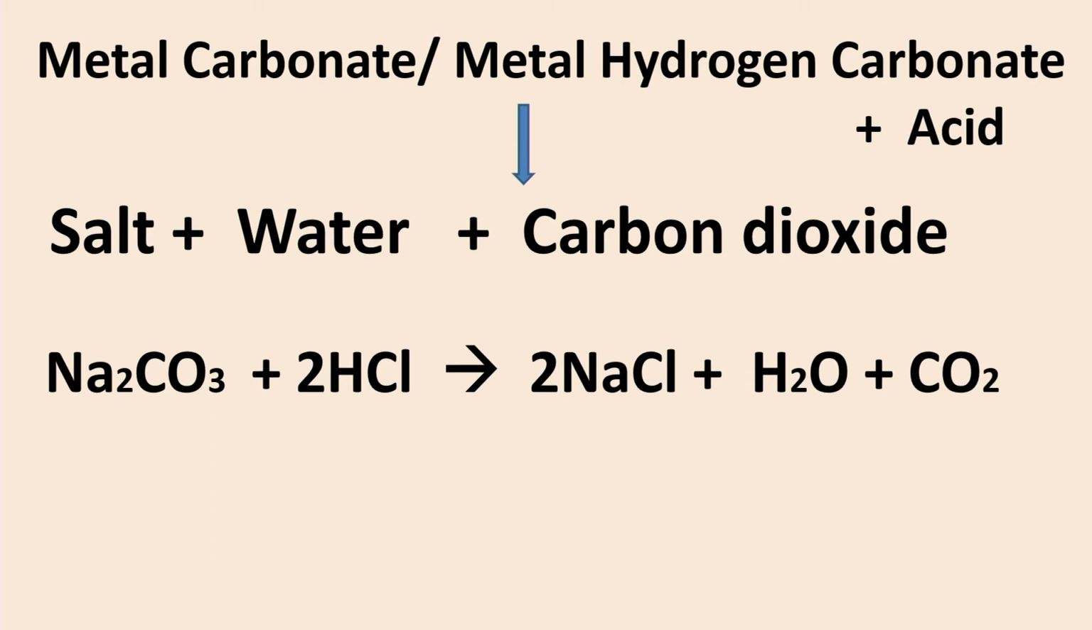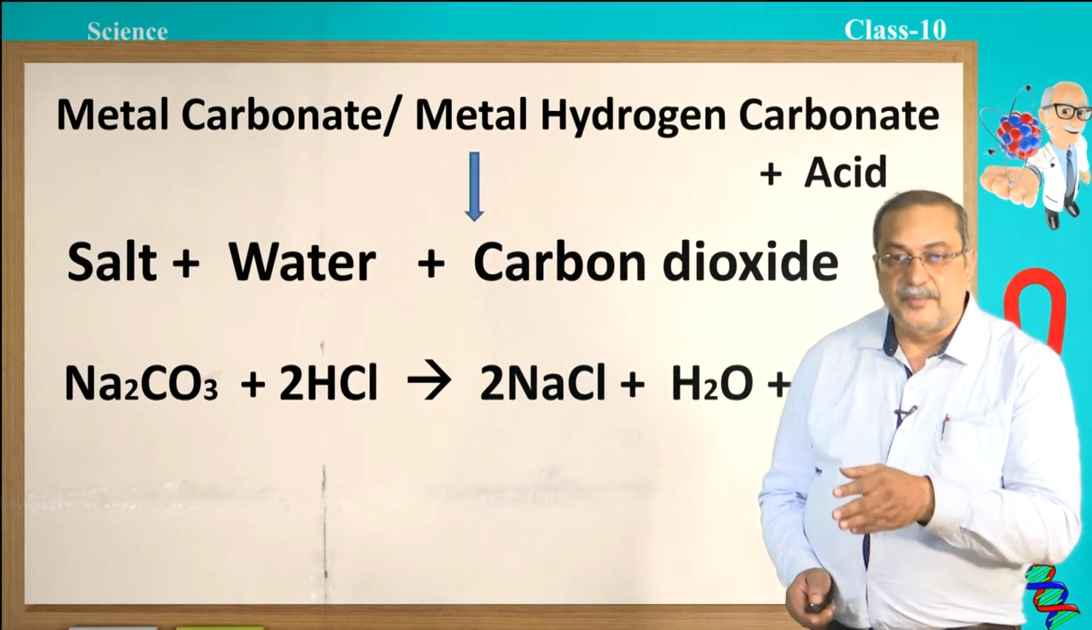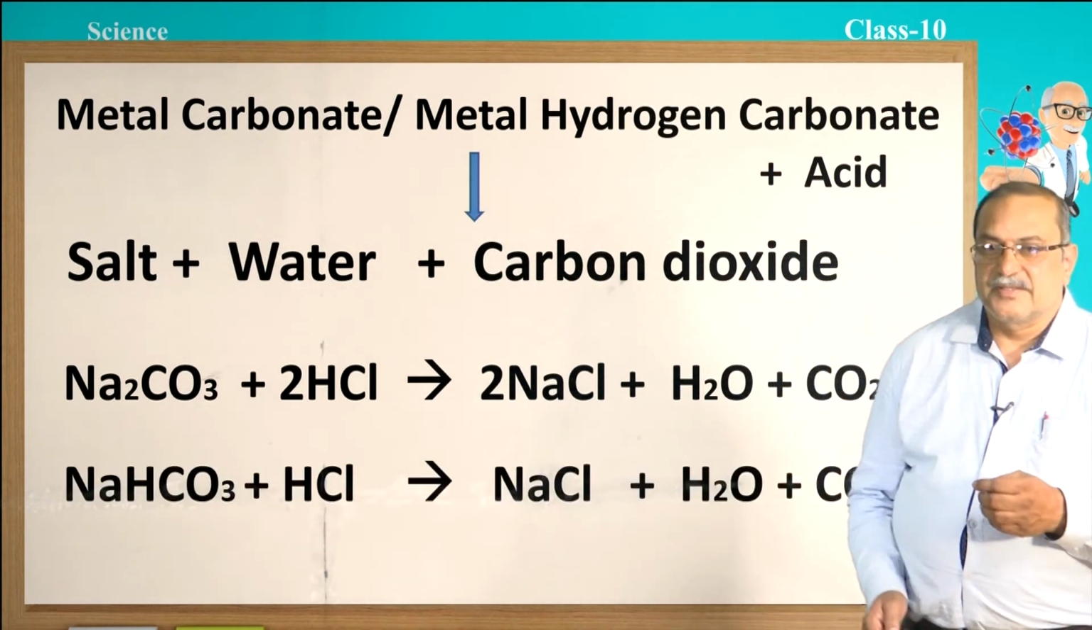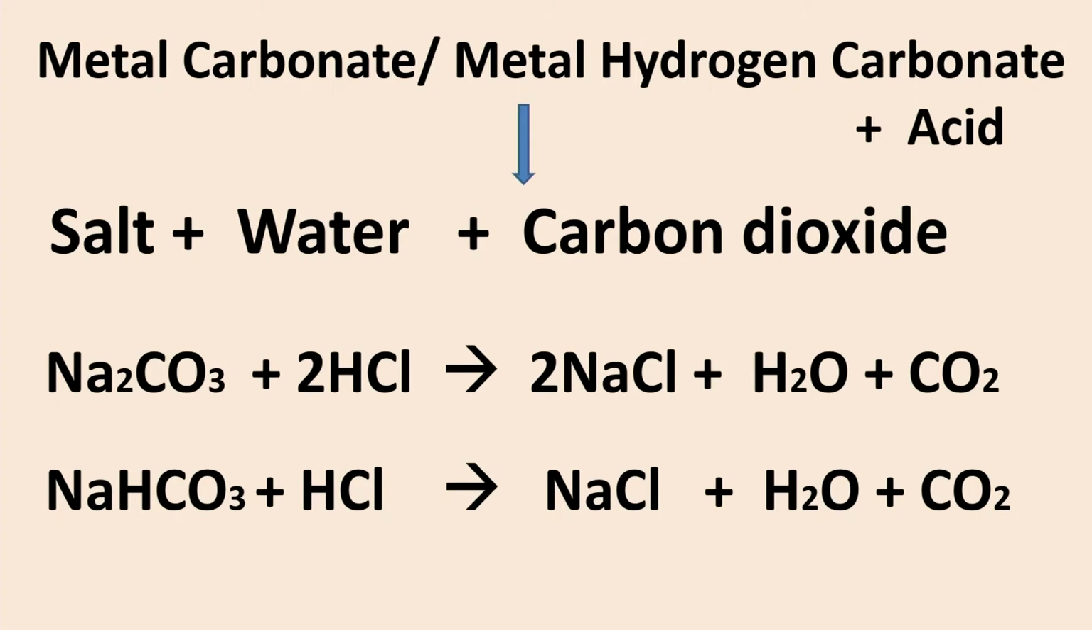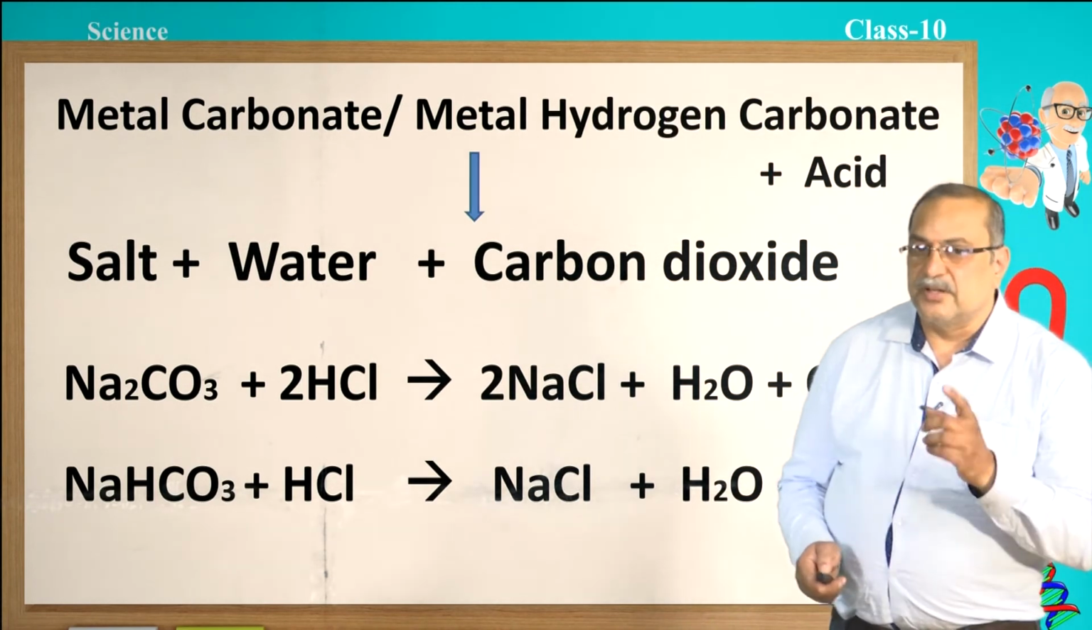So, remember children, metals react with acid to produce hydrogen, and metal carbonates react with acid to produce carbon dioxide. You have to remember this. Similarly, sodium hydrogen carbonate, or you can say sodium bicarbonate, plus hydrochloric acid gives sodium chloride plus water plus carbon dioxide. So, these are the products we are going to get. Carbon dioxide is common in both metal carbonate and hydrogen carbonate.